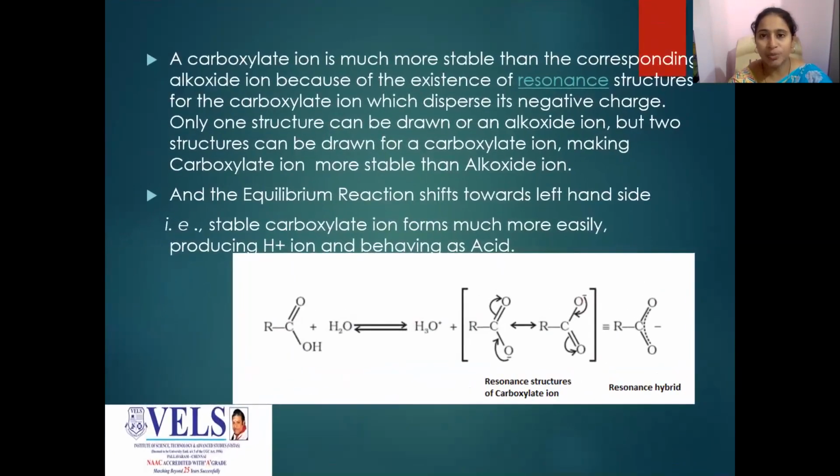A carboxylate anion is much more stable than the corresponding alkoxide ion. The reason behind this is the existence of resonance structures of carboxylate anion, which help to disperse its negative charge. Only one structure can be drawn for alkoxide ion, whereas two structures can be drawn for carboxylate anion, making the carboxylate ion more stable than alkoxide ion. In the reaction, the equilibrium shifts towards the right-hand side, making the more stable carboxylate ion much easier to form and produce H plus ion, so behaving as a stronger acid. You can clearly see that two resonance structures have been written for carboxylate anion with a resonance hybrid. In both cases, the distribution of negative charge between both oxygens is the same.